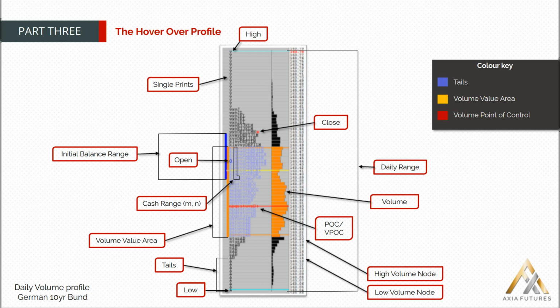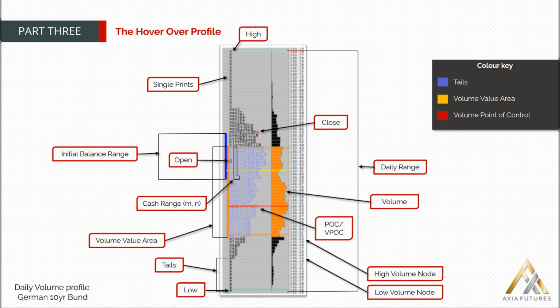Then we have the single prints. Single prints are where there is only a single TPO, or a single letter, represented on the chart. The reason we highlight these single prints is that a lot of the time they can tell us a lot about what's going on within the auction process. We will discuss this a little bit further on, but do note single prints can be highly important, and that is why we mention them.